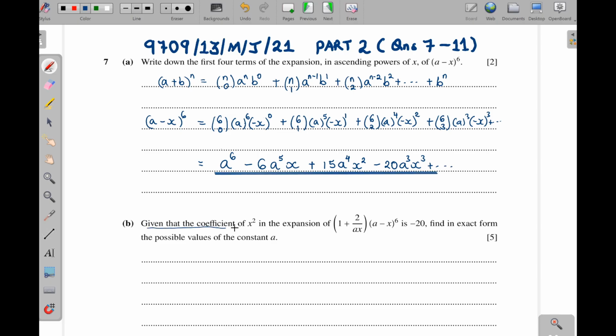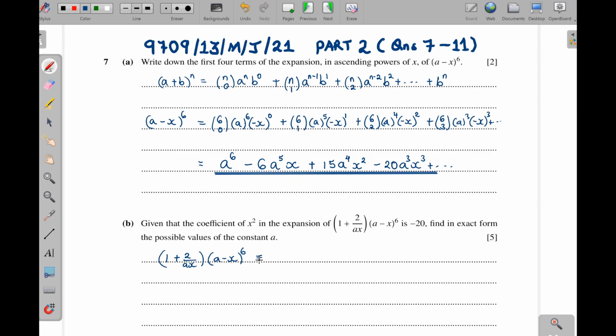Then part B, given that the coefficient of x squared in this expansion is negative 20, find in exact form the possible values of the constant a. Now from here, remember all the terms in the first bracket, the 1 and the 2 over ax, are going to multiply with all the terms in this second bracket here.